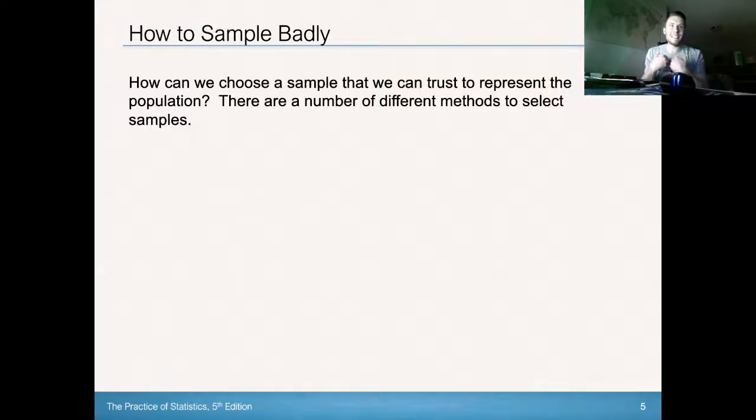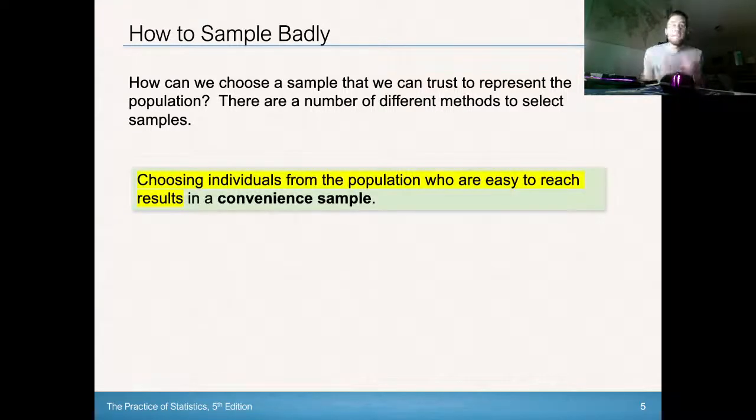So what I just did there is called a convenience sample. All right, so I'll talk about it, and then we'll write down this whole slide in a second, but if you want to go ahead and write as I'm talking, that's fine. But this is when you choose individuals from the population who are easy to reach. Okay. And that's just because I know you guys, and I've had you all year. I have your emails.